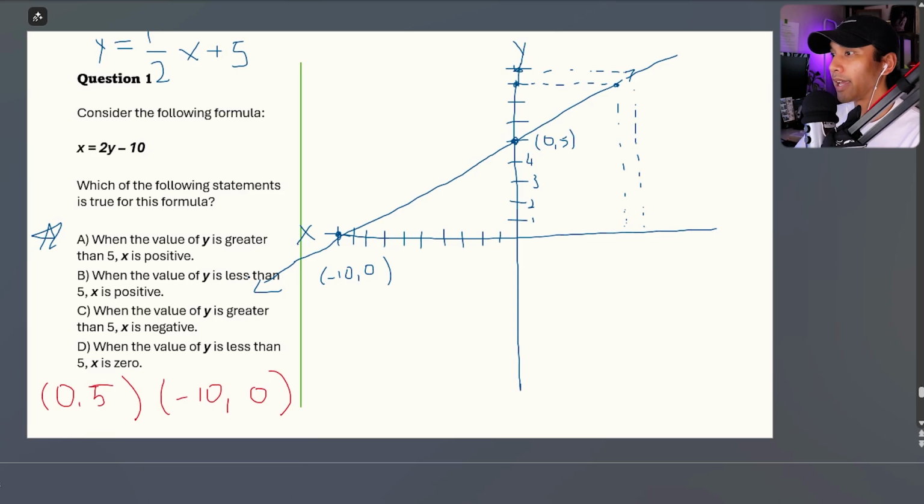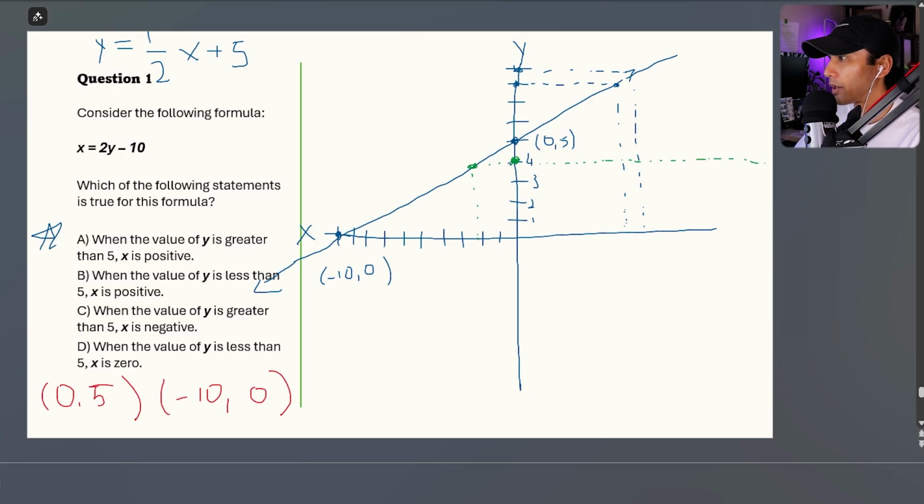When the value of y is less than 5, so anything less than 5 on the y-axis, let's just choose 4, right? X is positive. Well, if we choose 4, and I'm going to use a different color here, I'll use green. If we choose 4, because this value is less than 5, we see that the x value is negative. Doesn't matter what it is, but it's negative, right? Because I can't go this way. There's no line. There's no way that the 4 could touch anything, right?